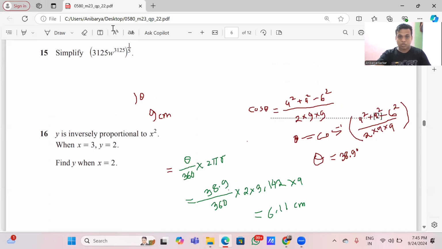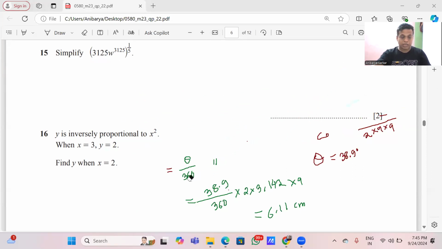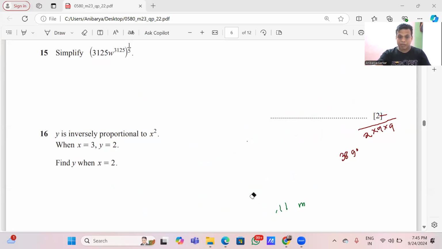These two sums are also very easy to solve. The first sum is from indices, and the second question is from direct and inverse proportion. So we will solve the first one.